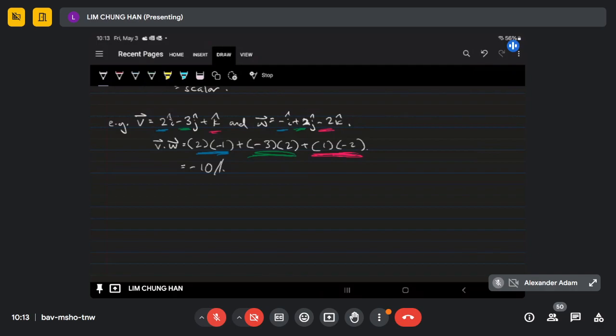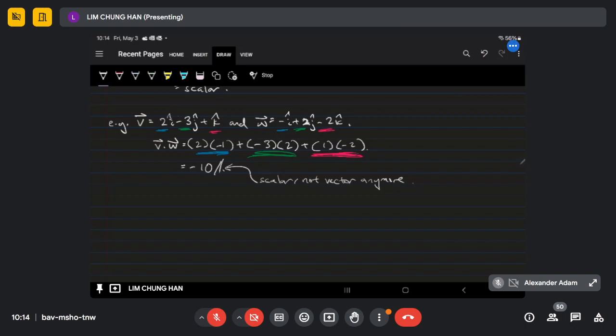So the thing I want to point out is -10 is a scalar. It's an integer. It's a number. So you don't get a vector. That's the point I want to make. When you dot product two vectors together, you don't end up with a vector anymore. You end up with just a number.